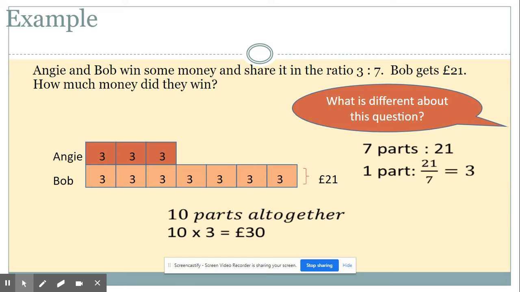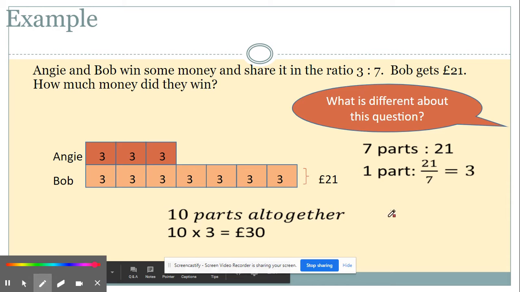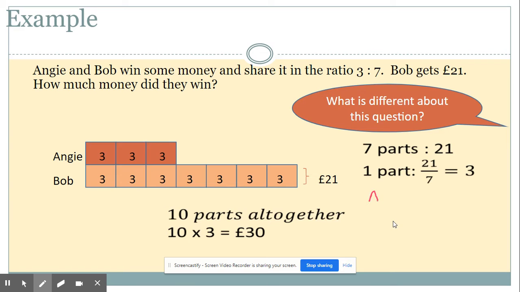Another way of doing that was you can just write the ratio like this: Angie, Bob, 3:7, because you don't have to draw these boxes all the time. So I know that Bob has got 21 pounds. That was just to show you. Then you think, what do you have to do to go from 7 to 21? I have to multiply this by 3. So I will do exact same on the other side. 3 times 3 is 9.